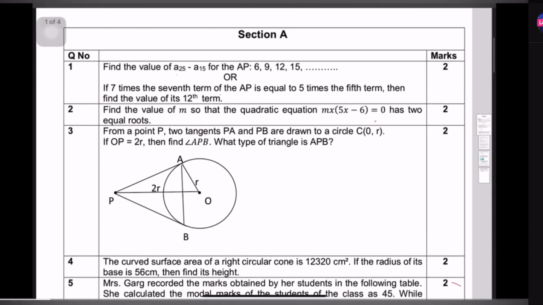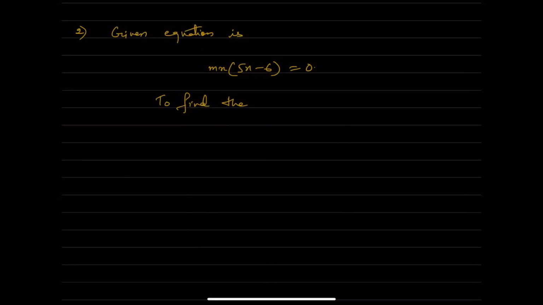Find the value of m so that the quadratic equation mx(5x - 6) = 0 has 2 equal roots. In this you don't have any choice, and this carries 2 marks, and this is a compulsory question. So the second problem: the given equation is mx(5x - 6) = 0.